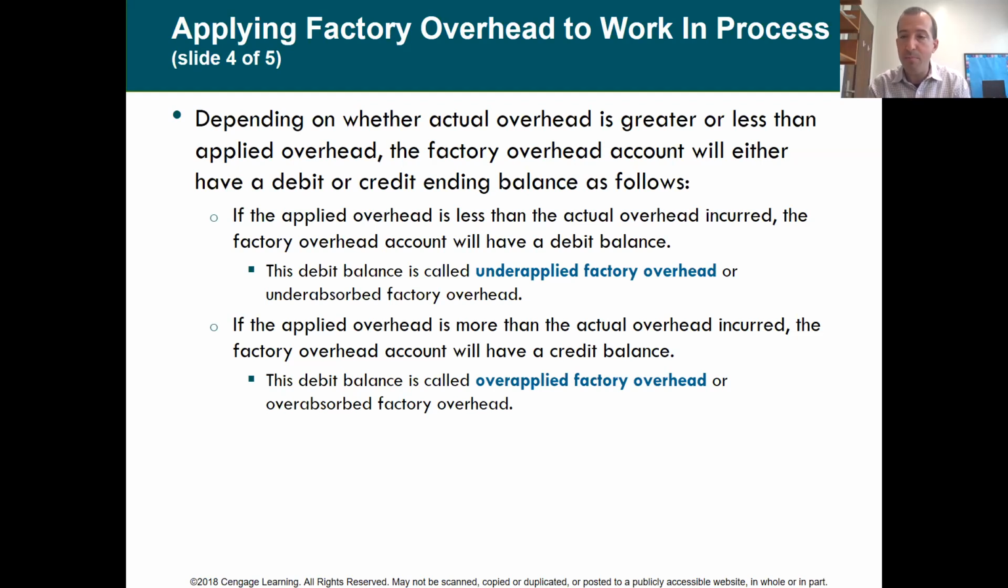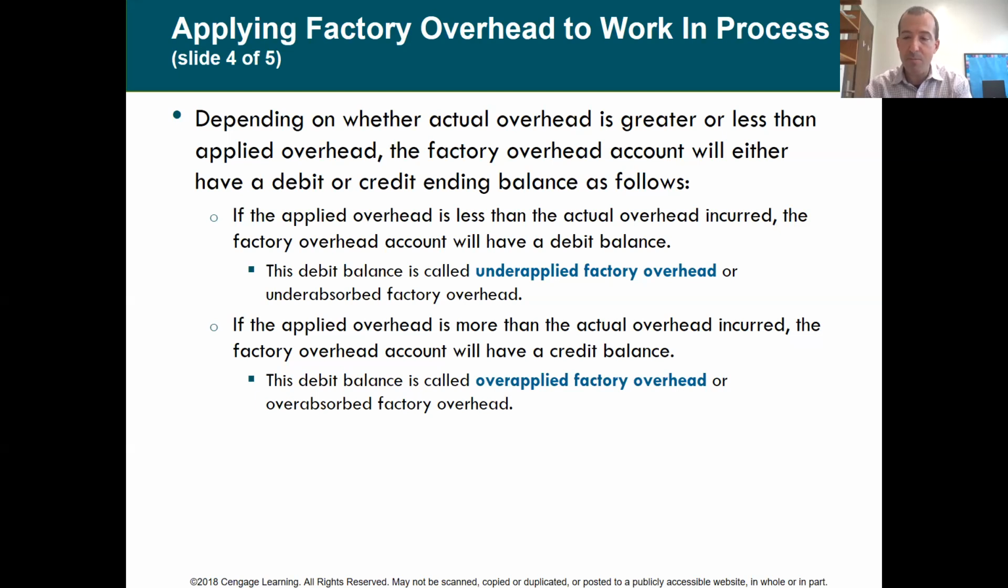If we've applied more actual cost than we've allocated to work in process, we're going to have a debit balance. It'll be on the left side of that T account for factory overhead. And that debit balance means we haven't applied enough overhead to the projects. That means that we're under applied.